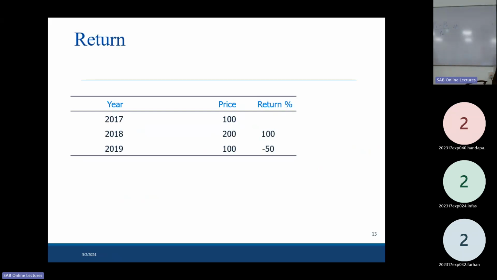Now calculate the arithmetic average return and the geometric mean. You have been given the annual returns. So now compute R bar and the geometric mean.